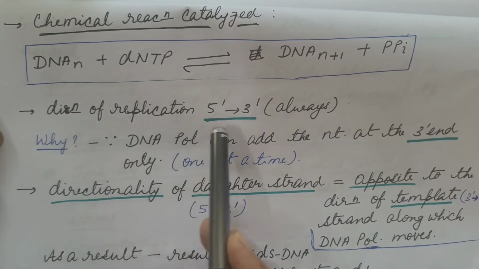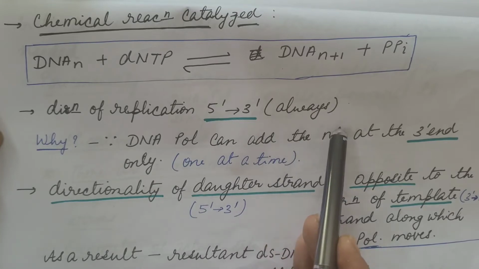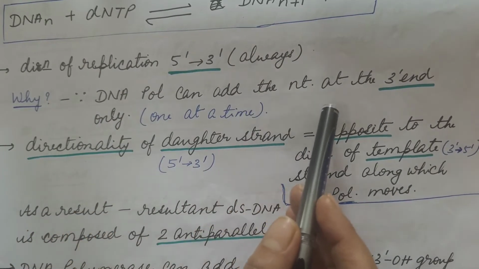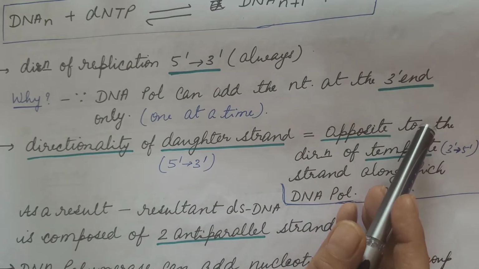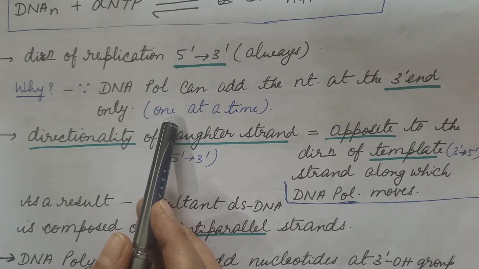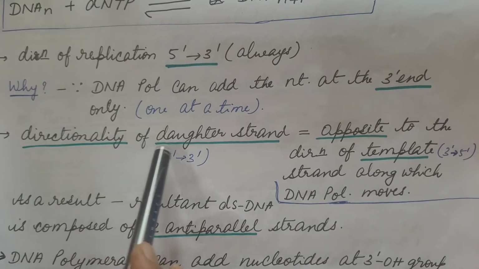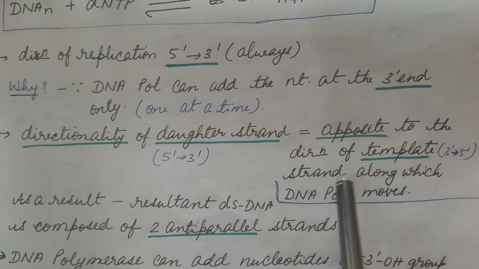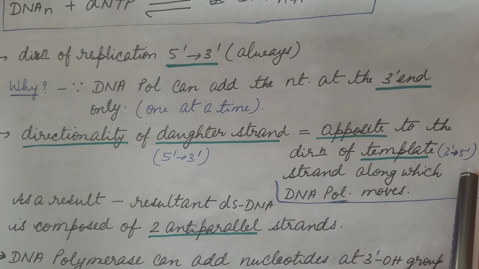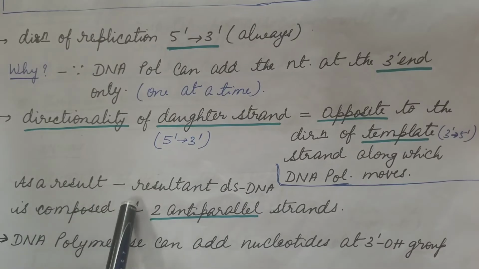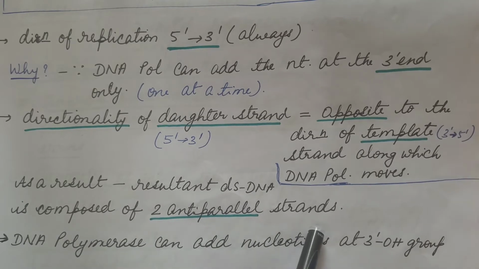The direction of replication is 5' to 3' always. Why? Because DNA polymerase can add a nucleotide at the 3' end only, and one nucleotide is added at a time. So the directionality of the daughter strand, which is 5' to 3', is opposite to the direction of the template strand, which is 3' to 5', along which DNA polymerase moves. As a result, the resultant double-stranded DNA is composed of antiparallel strands.